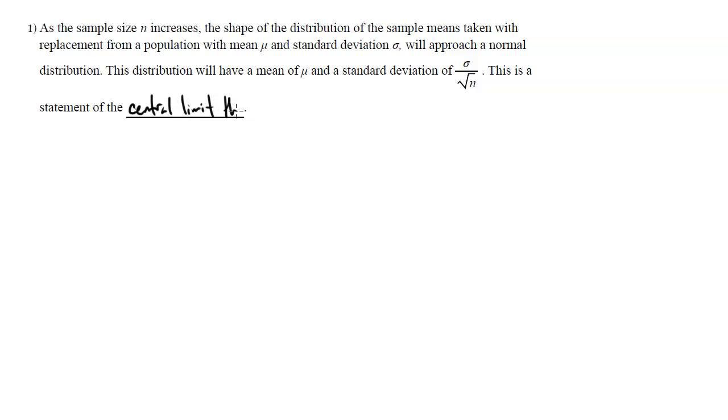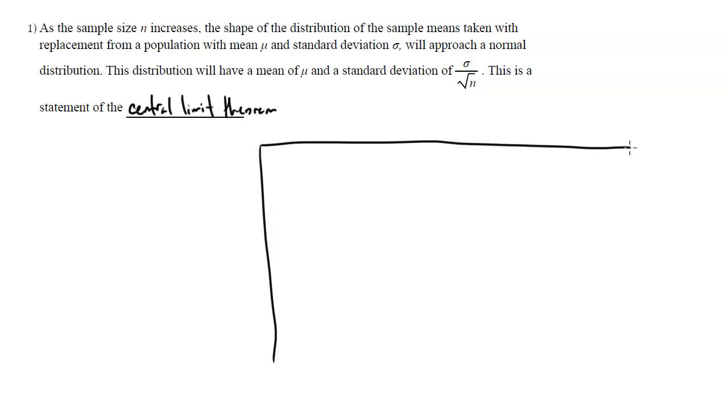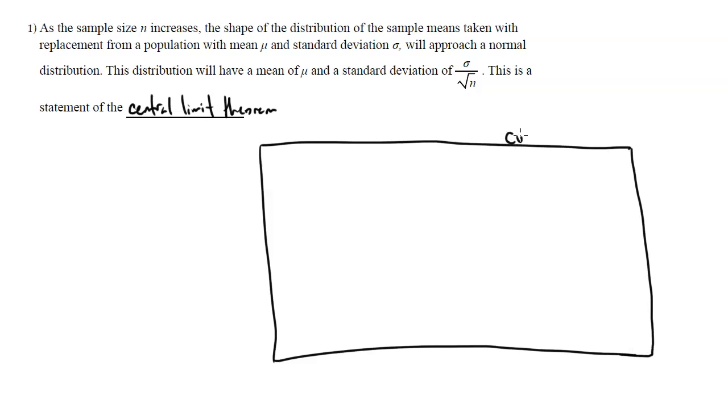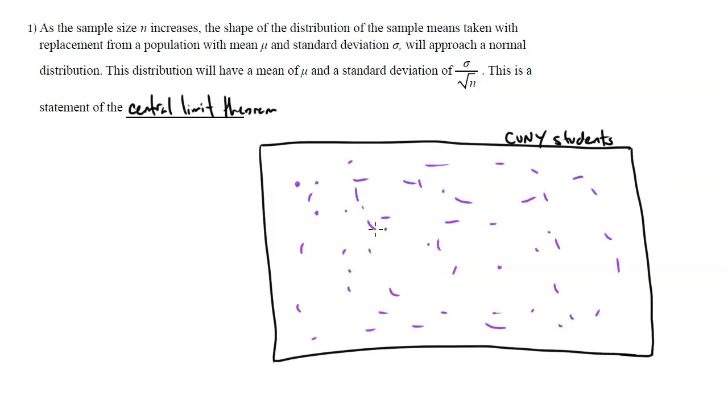I'll explain the central limit theorem if you aren't sure how that works. So let's say this box represents all CUNY students, right? All CUNY students in here. Maybe all these dots represent CUNY students, because it's hard to draw so many circles. These are all different CUNY students here. I think there's about 300,000 CUNY students, so all 300,000 CUNY students are in this box.